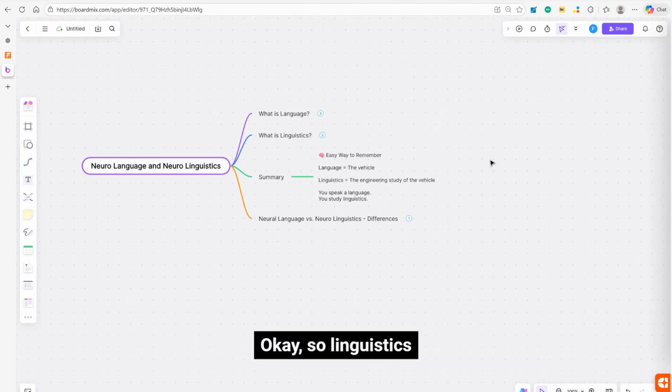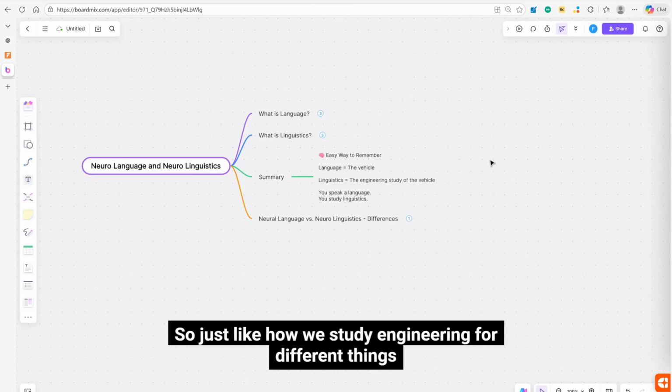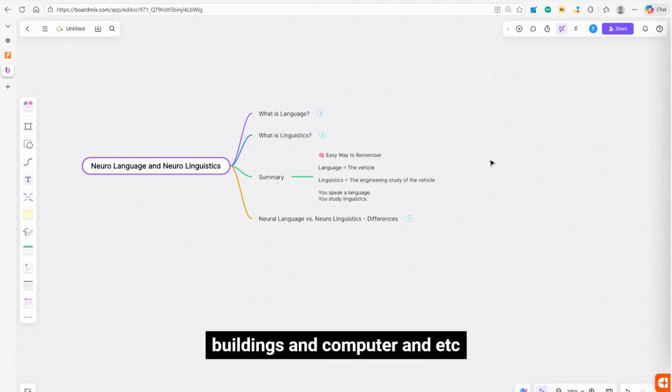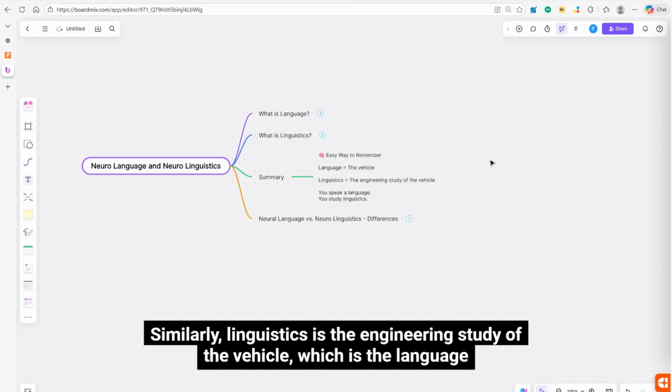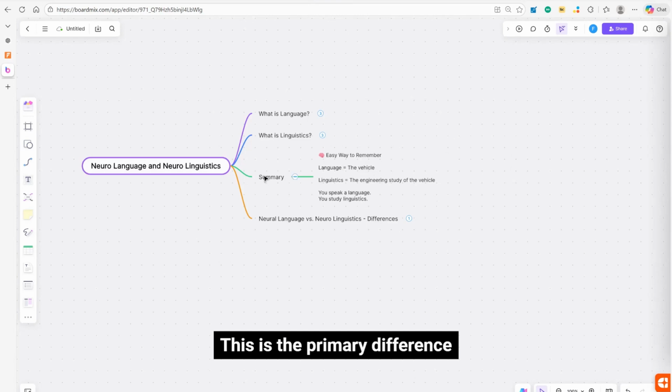Okay, so linguistics is the engineering study of the vehicle. Just like how we study engineering for different things, buildings and computers, etc., similarly, linguistics is the engineering study of the vehicle, which is the language. So you speak a language and you study linguistics. Okay, this is the primary difference.